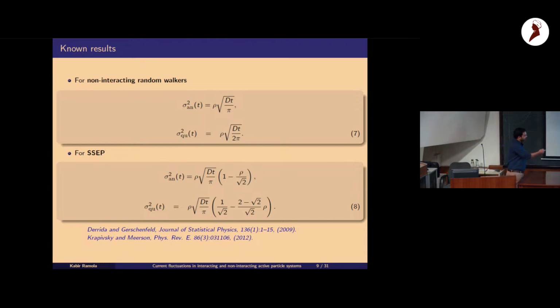But the quenched fluctuations are suppressed by a factor of square root 2. For the symmetric simple exclusion process, you can also derive very similar results, where you see a square root t behavior at all times, but with different prefactors depending on the density. So these sort of results have already been studied in the literature.